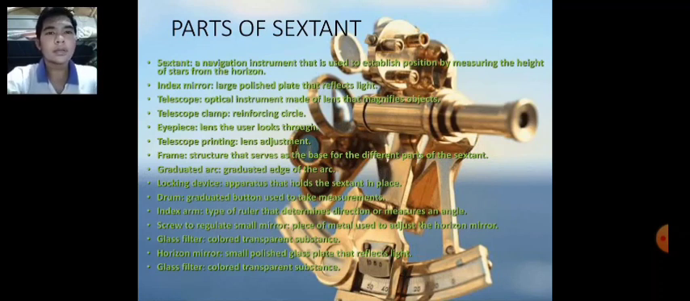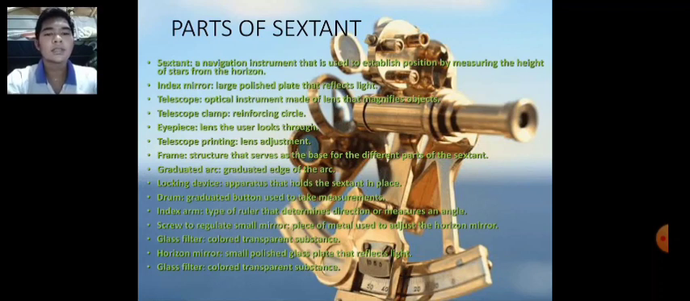So next is the telescope. The telescope directs the line of sight of the observer to the horizon glass and magnifies the object observed, parallel to the plane of the instrument. So next is the telescope clamp. The telescope clamp is the reinforcing circle that attaches the telescope to the sextant.